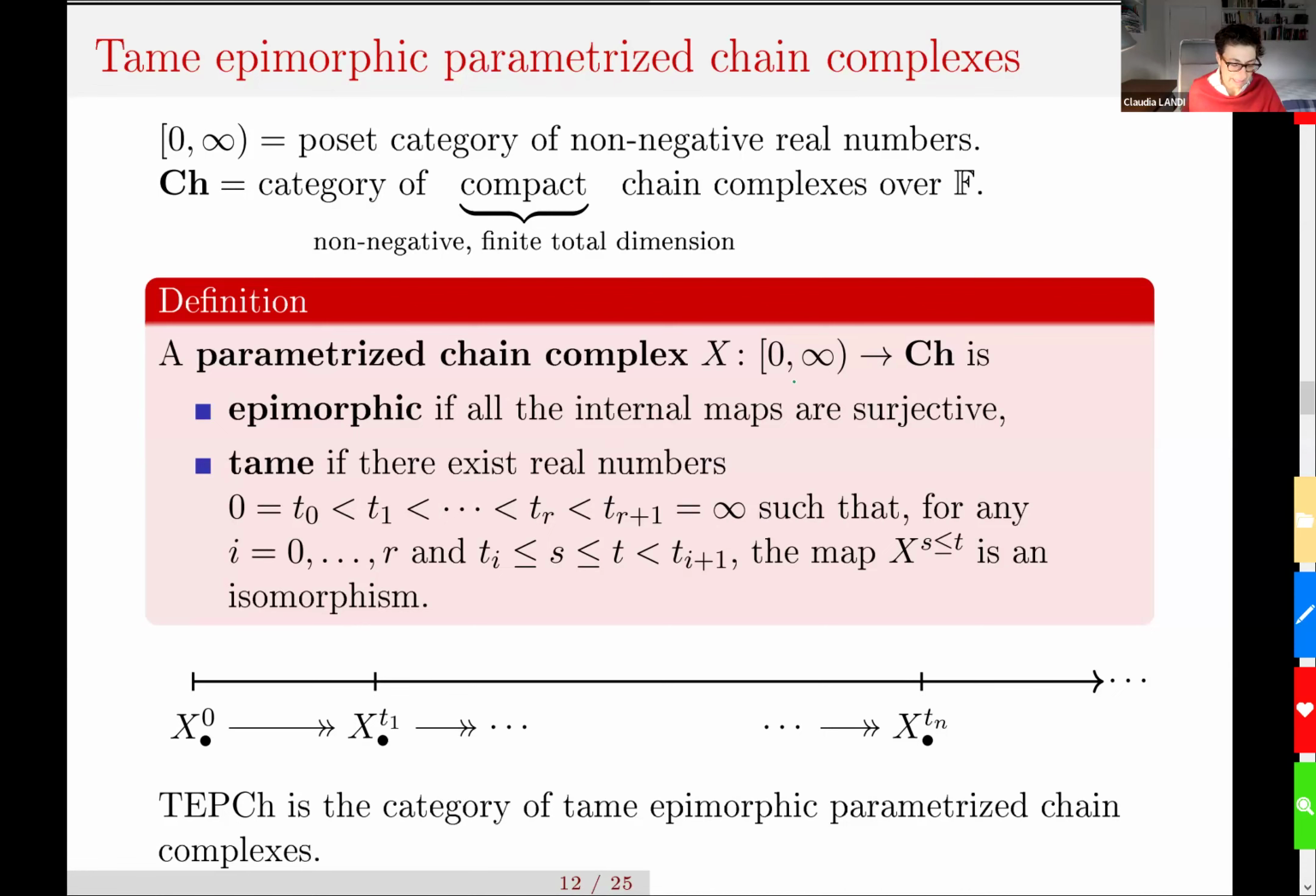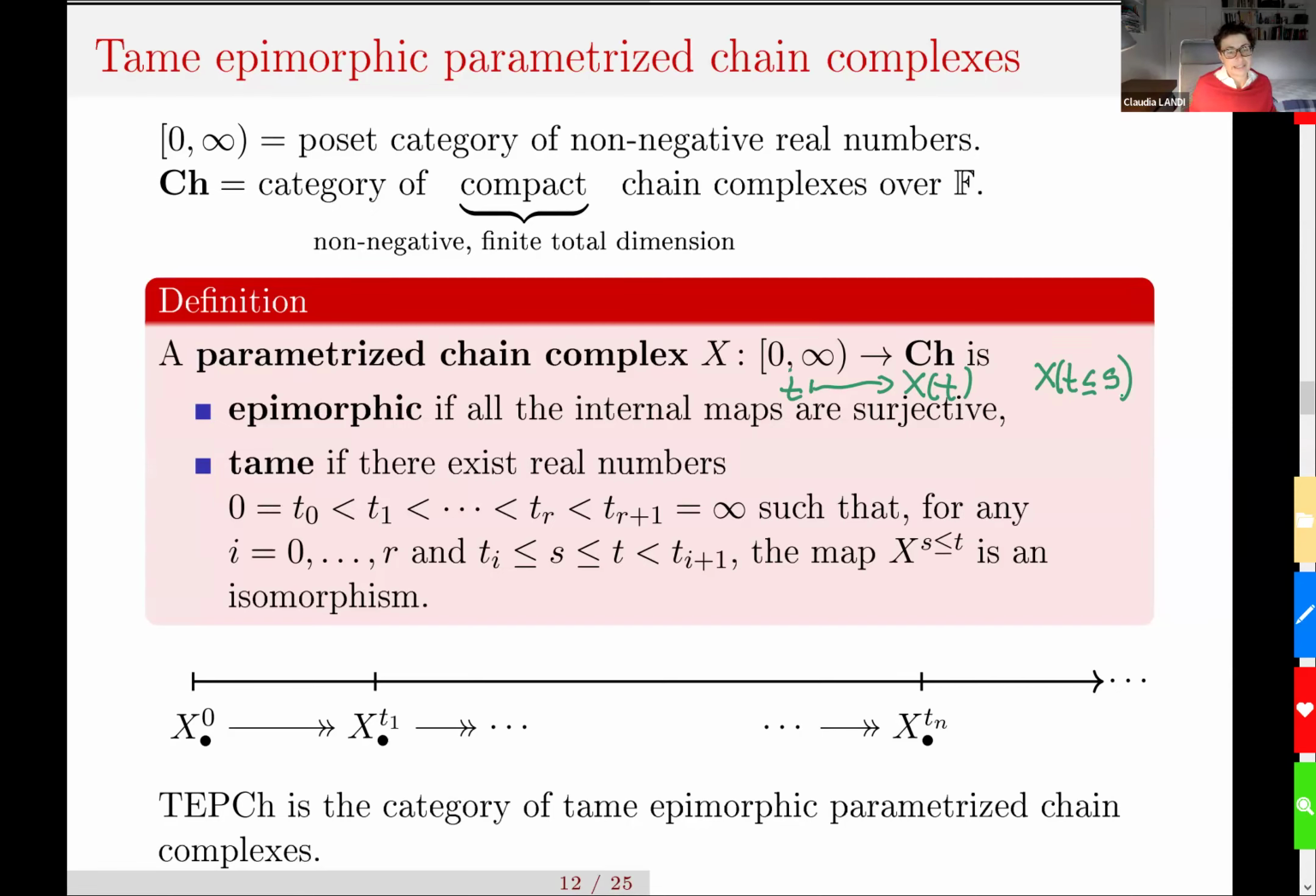We have a functor that for each real value t between 0 and infinity associates to it a chain complex. So it is a parametrized chain complex. We call it epimorphic when all the internal maps between two values of the parameter are surjective, which is different from what we have for filtrations. For filtrations, usually these internal maps are monomorphisms. And then we require tameness.